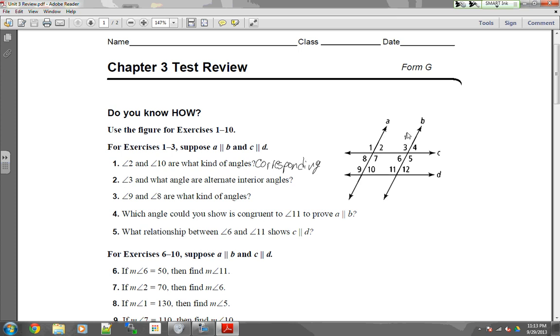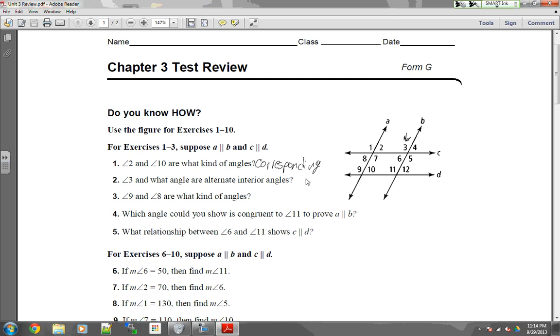It says angle 3, it's supposed to be an arrow. Angle 3 and what angle are alternate interior? Alternate means on the opposite side, alternate sides of the transversal. Interior means inside, between the parallel lines. Well, if you compare it to any of these, 3 would be an exterior angle. But if you compare it to these, now they're between lines A and B, and C here could be your transversal, making 3 and 7 the alternate interior angles.